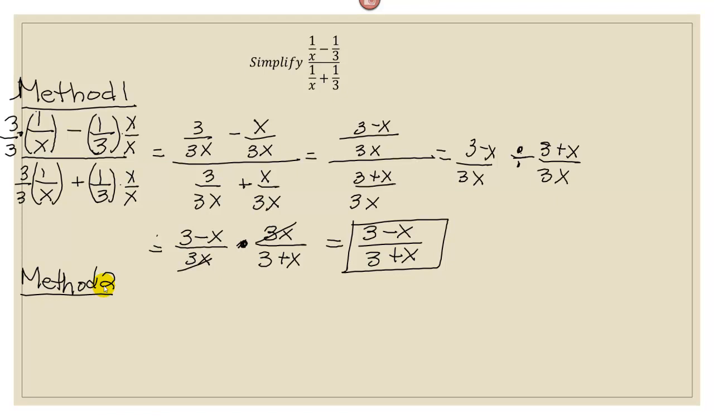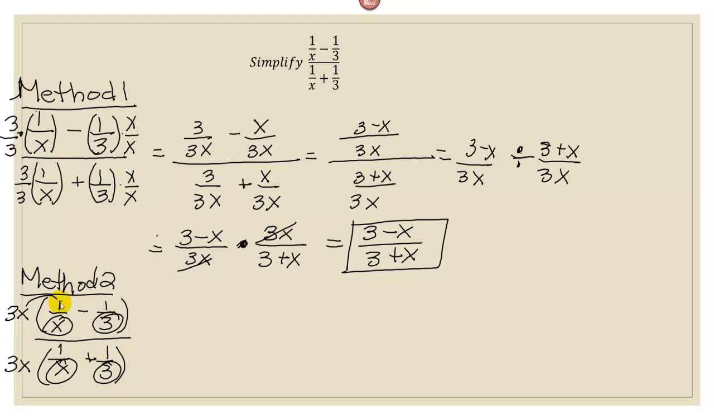all right, so for method 2, let me rewrite what we had. We had 1 over x minus 1/3, all of that divided by 1 over x plus 1/3. Looking at all of our denominators, the LCD of all of those will be 3x. So I'm just going to multiply the entire top by 3x and the entire denominator by 3x. And then I just need to distribute.